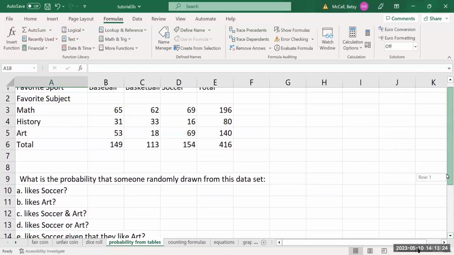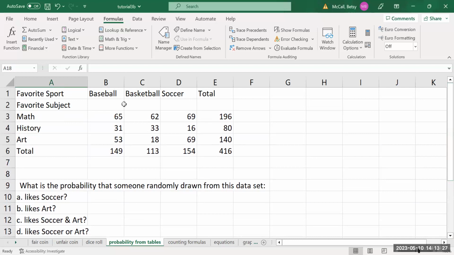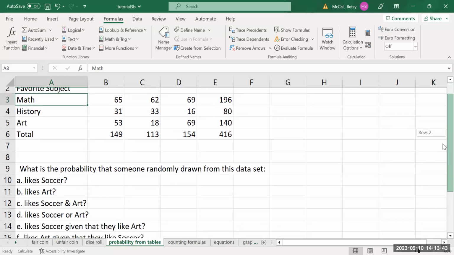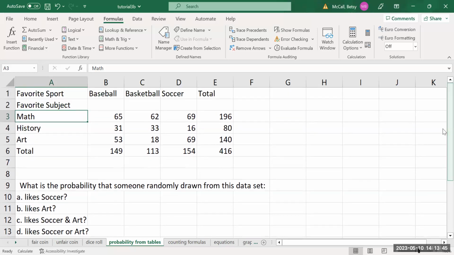All right, so here's our data, and this is data on students in school and their favorite sports, baseball, basketball, or soccer, and their favorite subject in school, math, history, or art. And so what we're going to do is calculate some probabilities based on this raw data, including some conditional probabilities, and just use our probability rules in general. And then we're going to ask a question at the end about whether or not this data is independent.